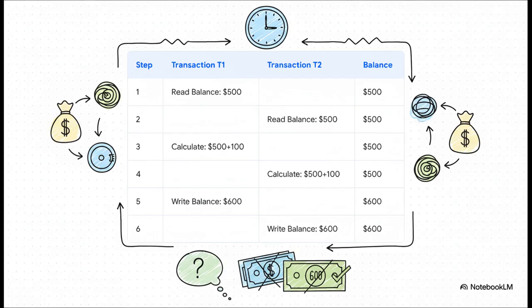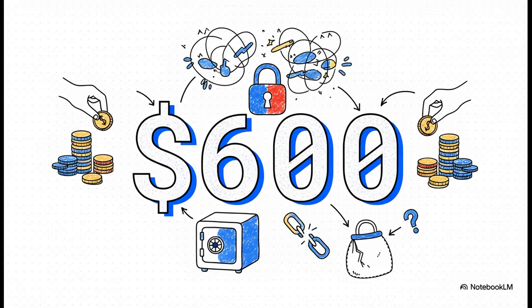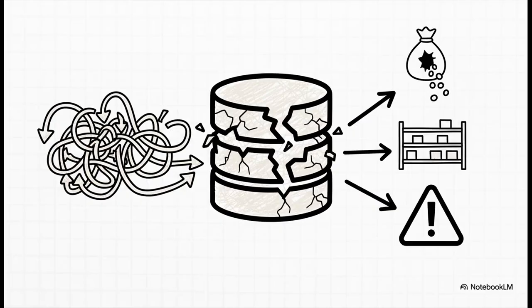You see where this is going? And boom, disaster. The final balance is $600. You both put in $100, but the balance only went up by 100. An entire $100 just vanished. It's gone. This is a classic problem called a lost update, and it's a nightmare for keeping data accurate. So the bottom line is this. When you just let different operations run wild and mix together without any rules, your database can end up in a totally inconsistent state. The data just can't be trusted. And in the real world, that means lost money, messed up inventory, you name it.